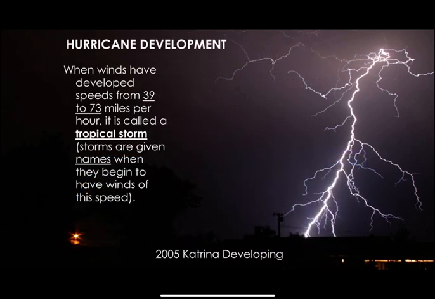When winds have developed speeds from 39 to 73 miles per hour, it is called a tropical storm. Storms are given names when they begin to have winds of this speed.